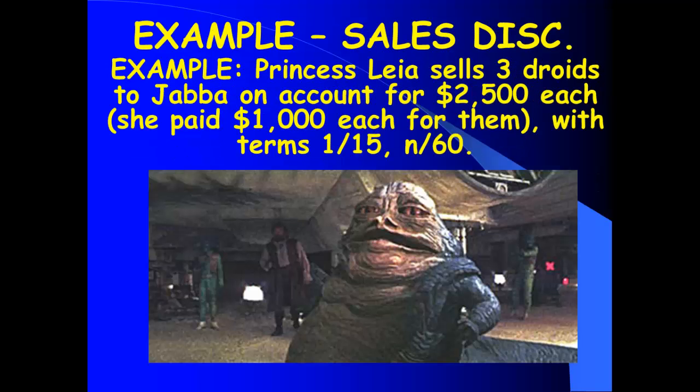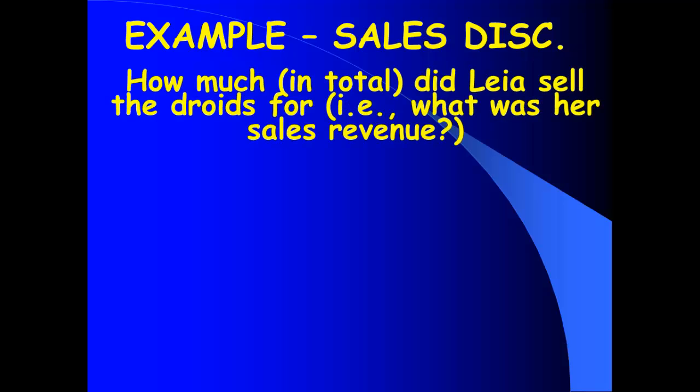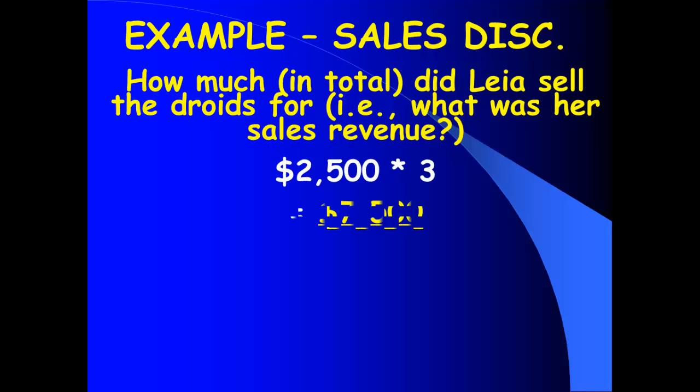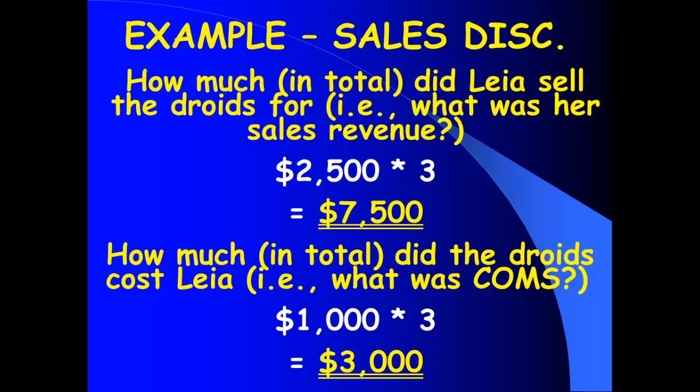All right, well, this time, Princess Leia sells 3 droids to Java on account for $2,500 each. She originally paid $1,000 each when she bought them. Terms are 1/15, net 60. The first thing I want us to do is to figure out what is the amount of my sales revenue. What is my sales revenue in this example? $7,500, $2,500 each times 3. And while we're at it, let's figure up in total how much those droids cost her. $3,000, $1,000 each times 3.